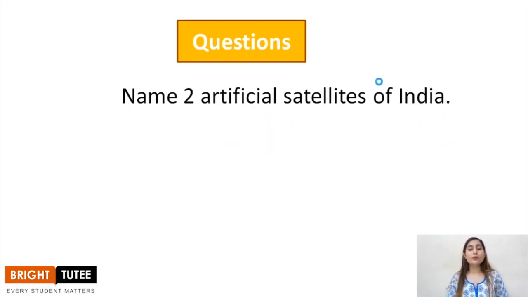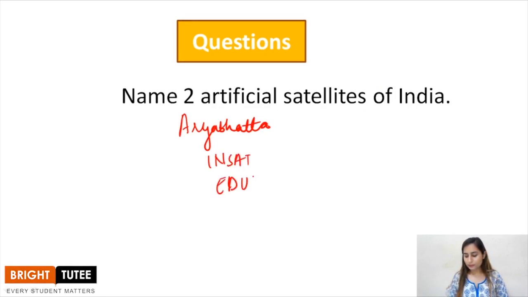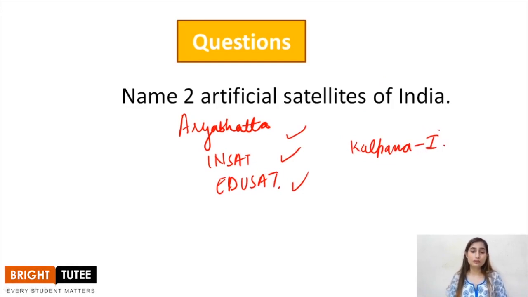Right, name two artificial satellites of India. Two can be, the first one is Aryabhatta, the second one being INSAT and EDUSAT. You must remember three names at least so that you can mention. There is Kalpana 1, which is easier to remember because Kalpana Chawla was an Indian, right? So these are four satellites which have been launched by India.